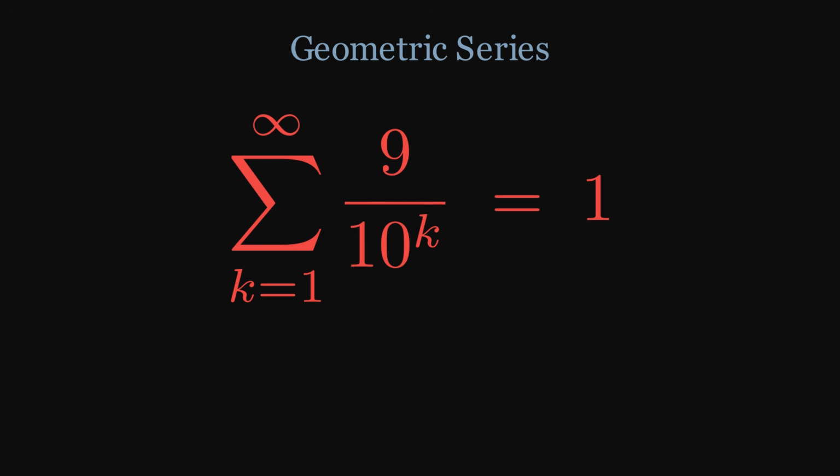0.9 repeating equals 1. This is not an approximation, a convention, or a quirk of notation. It is the result of evaluating a specific infinite sum, which evaluates to exactly 1.